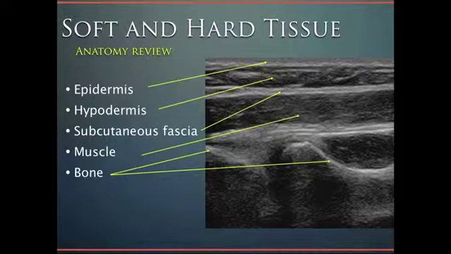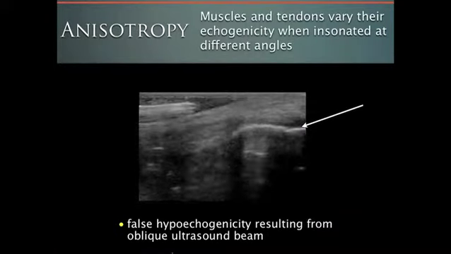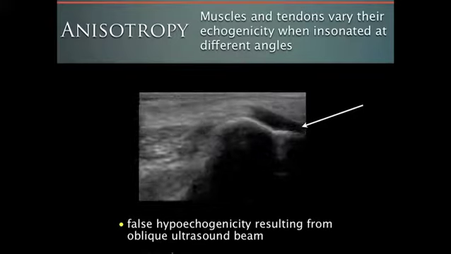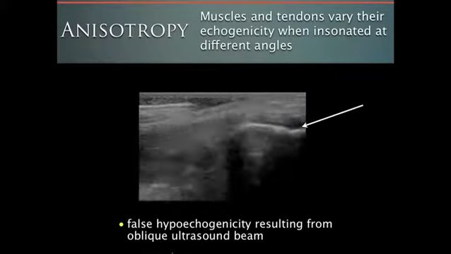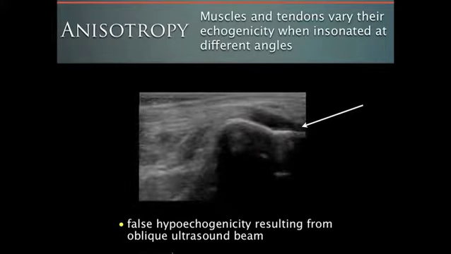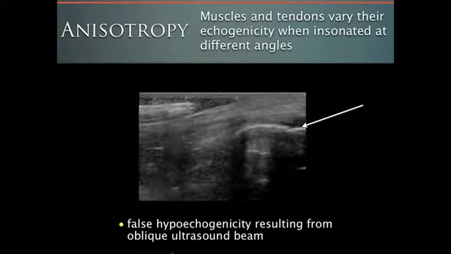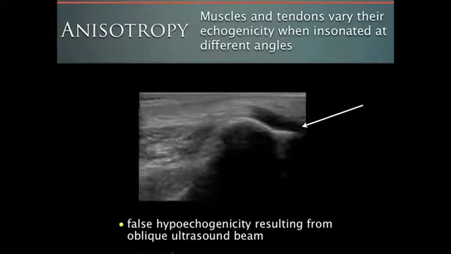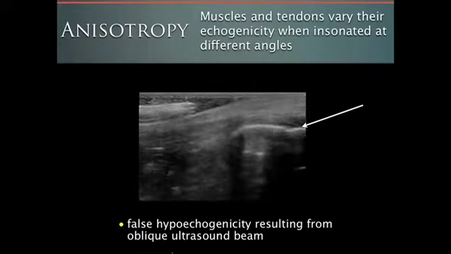And then below that, we can see muscle. And finally, the bone being the hard tissue. It's very dense, it's very hyperechoic, and therefore it reflects the sound. Now there's this concept of anisotropy, and what happens when you have muscles and tendons, depending on which angle you insonate them, you can have variations in their echogenicity.